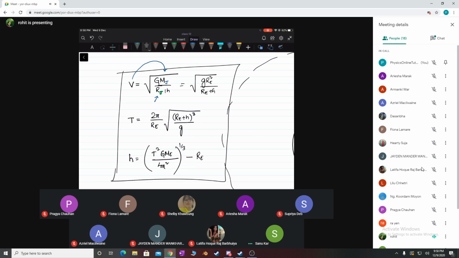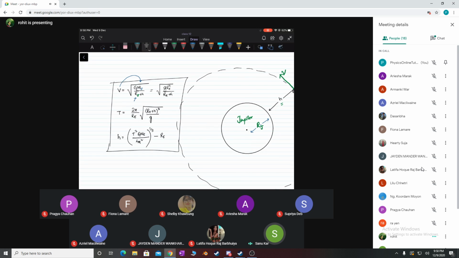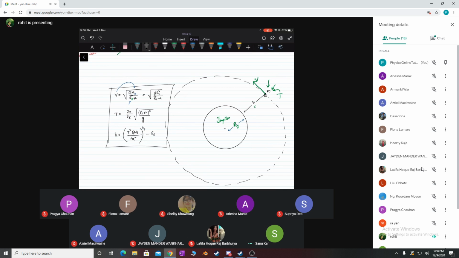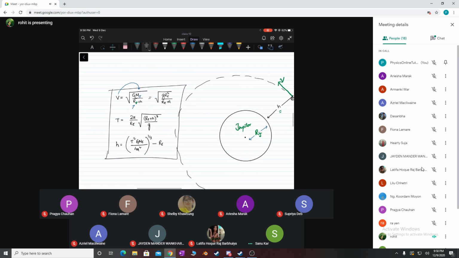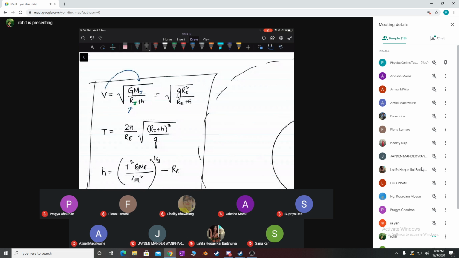Can you understand how I am changing the formulas? Do we need to remove small g also? Yes, of course. You tell me, what is small g? Acceleration due to gravity on the surface of the Earth.